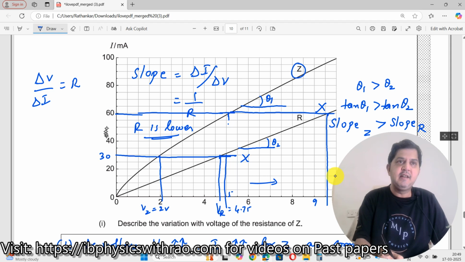Which means the current that you are looking for should lie between these two lines only. It cannot be lower than this, because if I go below this one, definitely the voltages will also reduce. So that's not the right answer. So now it should be between this. Now let me try with this 40 here. Now once again I will draw a line here.